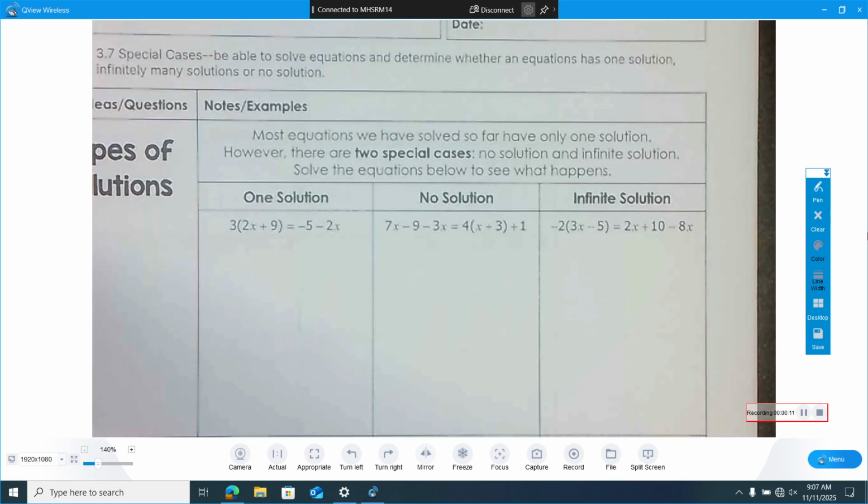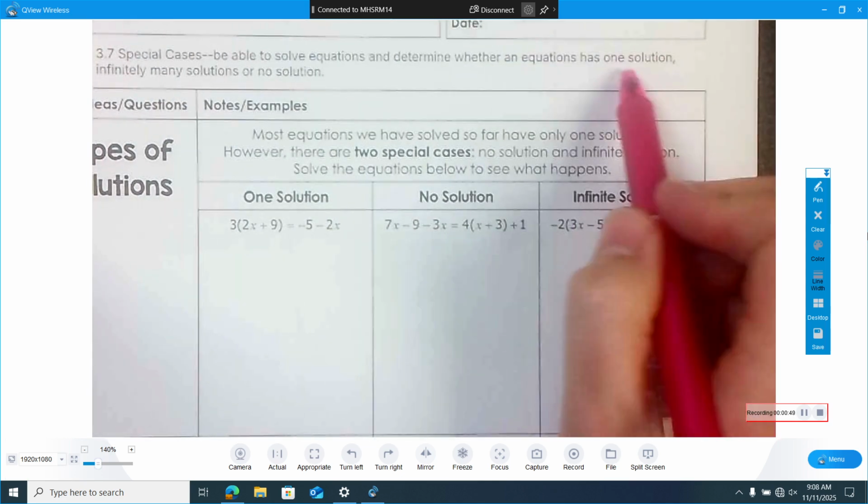Today we're looking at special cases. We want to be able to solve equations, and up until now, every equation that we've solved, we've had an answer for. Sometimes it's a real pretty answer, like a -7 or a +5, where we can get a number for x that balances the equation, a number for x that works. But that's not always the case.